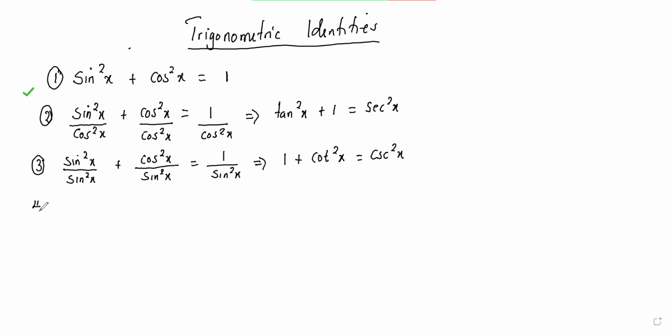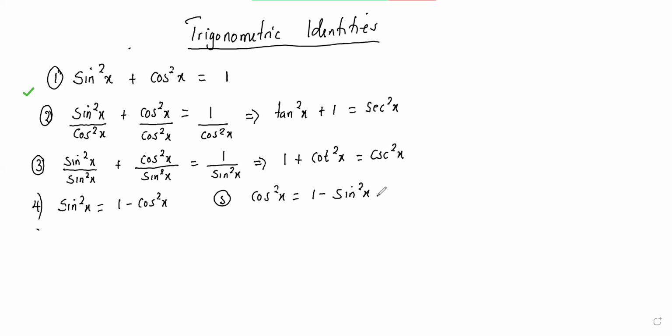And also, from the very one, we can take cos to the other side. Okay, we can take sine to the other side. Like that. So if you combine these with some of the double angle, half angle, you then start deriving so many things.